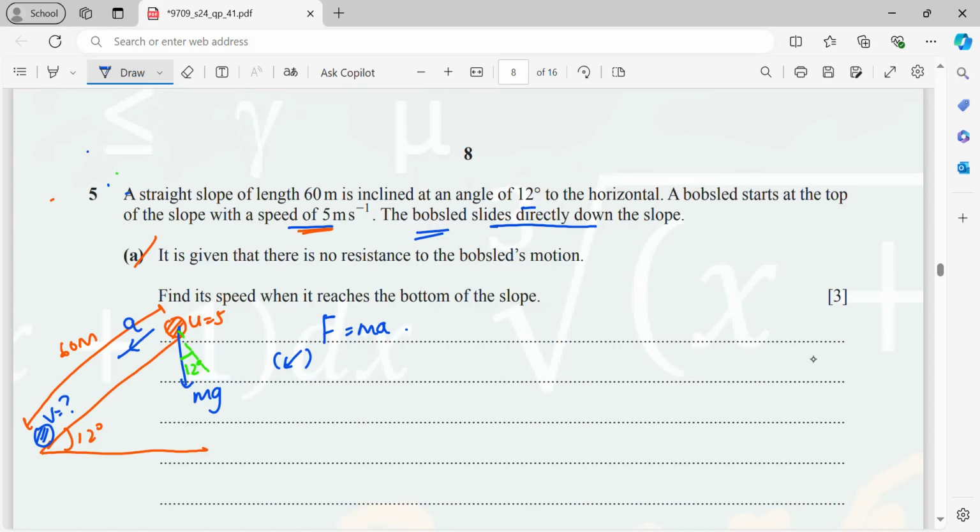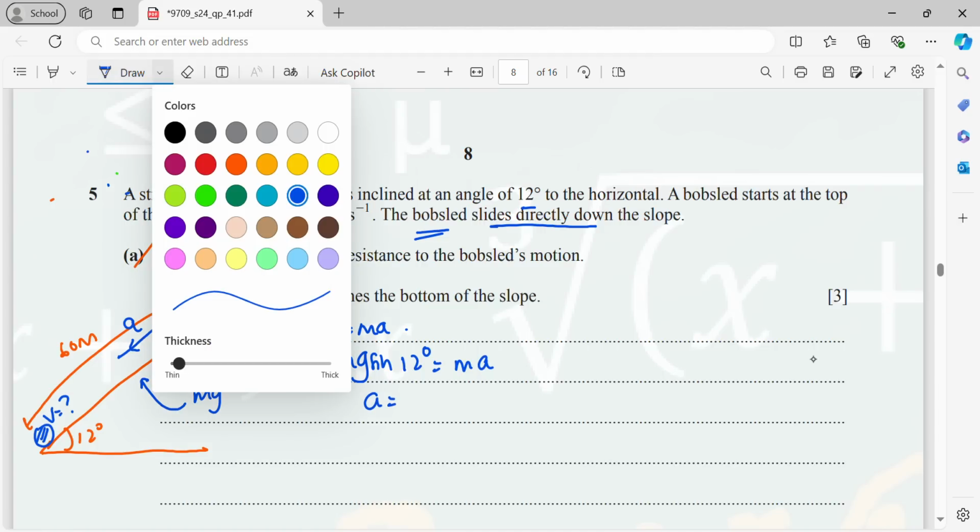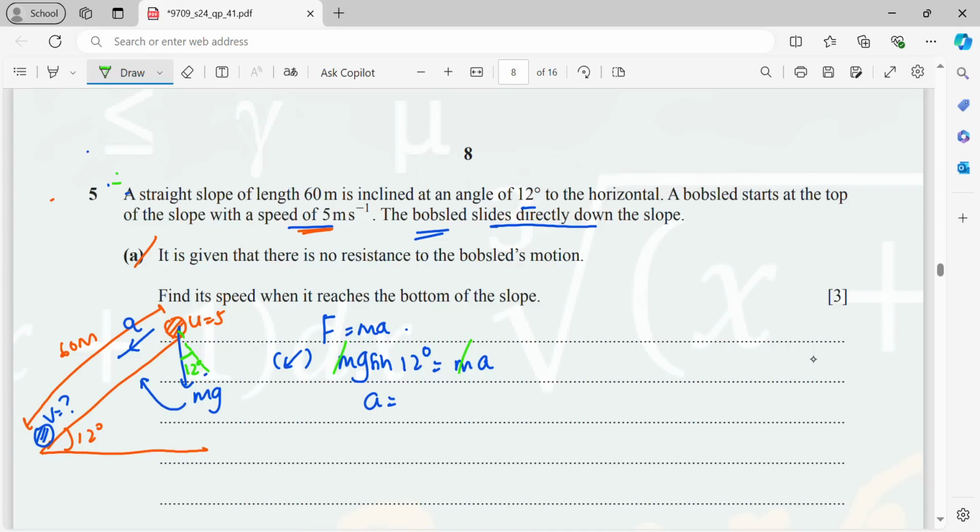So this mg you resolve here using the alternate angle 12 degrees. That is going to be sine, so I will get mg sine 12 degrees. That is ma. Now I need to get my a. The m will be cancelled off from both sides, so it will be g sine 12 degrees. G is replaced by 10, so 10 sine 12 degrees. I get my a as 2.079 meters per second squared.